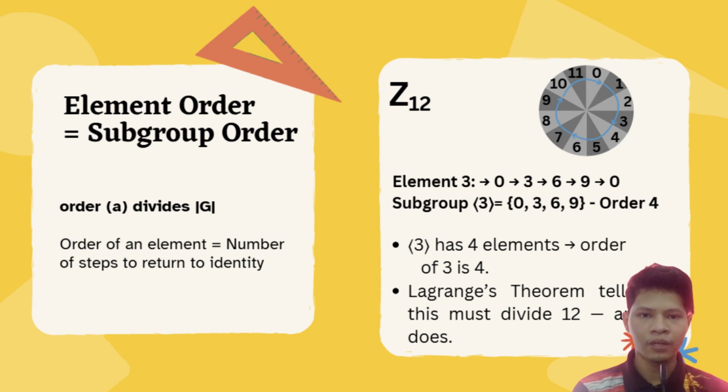To wrap up this part, Lagrange's theorem says that every subgroup fits evenly into the whole group. Cyclic subgroups created by individual elements also follow the same rule, so both subgroups and elements are deeply tied to the structure of the group.